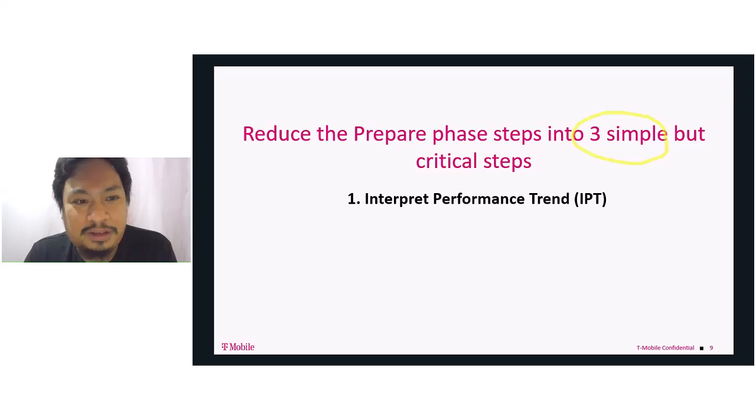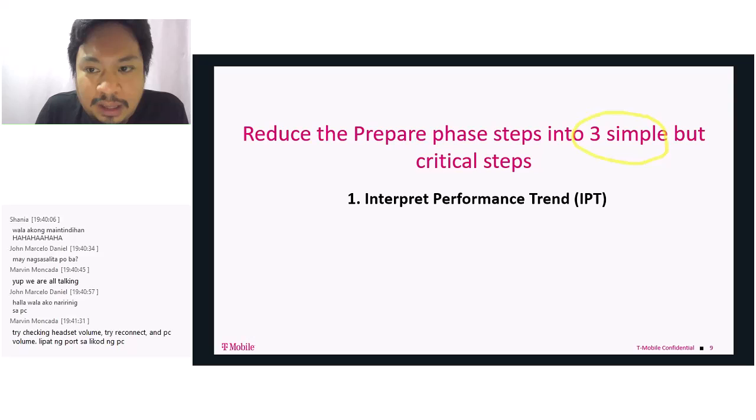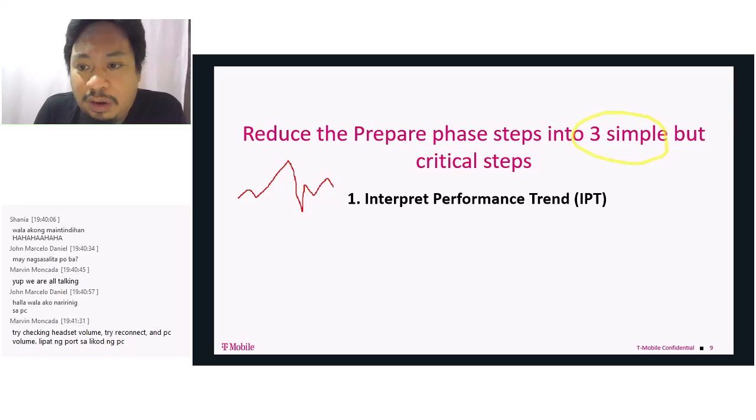Okay guys, here. Before you do the coaching, or part of the coaching is preparing. You look at the performance trend. When you say interpreting performance trend, you look at the direction of the performance. Is the direction going up? Is it going down? Where is it going? And then part of interpreting performance trend, you will also look at your community goals.